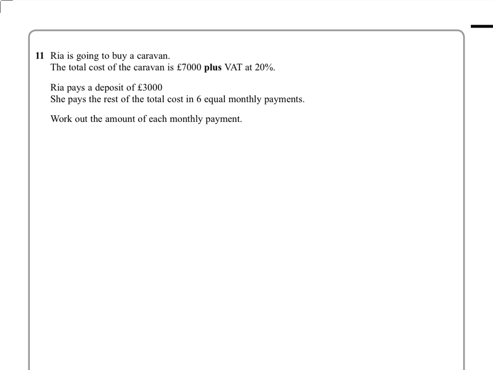Ria is going to buy a caravan. The total cost of the caravan is £7,000 plus VAT at 20%. Ria pays a deposit of £3,000. She pays the rest of the total cost in 6 equal monthly payments. Work out the amount of each monthly payment.